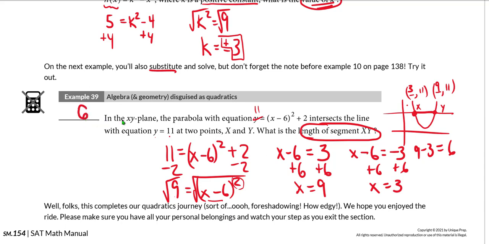So again, are there quadratics involved? Obviously, there's a quadratic involved. It's a parabola. Does the fact that we're dealing with a quadratic here really matter to this question? No, not really. We just have to substitute the 11 and solve for our x value.